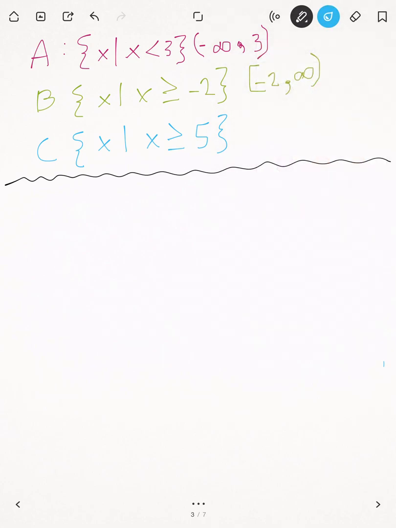For the last one, if we were to translate that into set notation, it would be all the numbers larger than 5. So we want all the numbers between 5, which is the smallest, and infinity, which is the largest. Again, infinity gets a round bracket, and a square bracket goes here because it's less than or equal to.